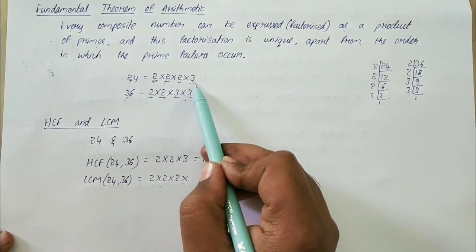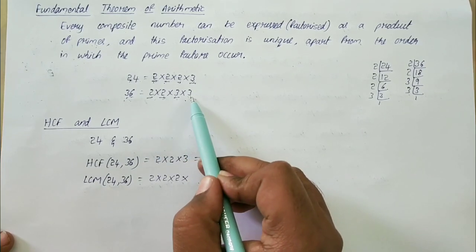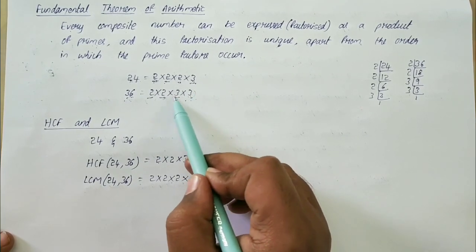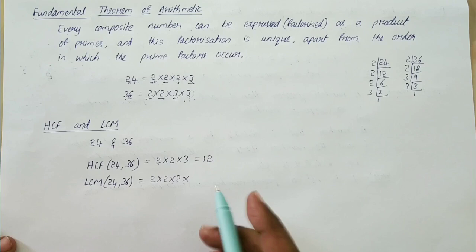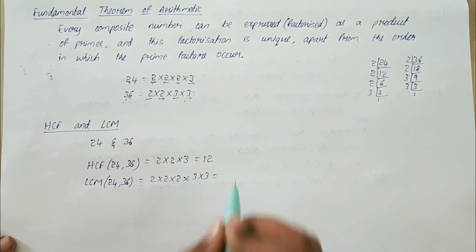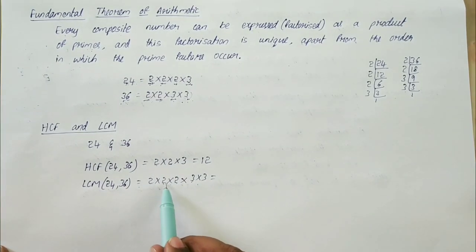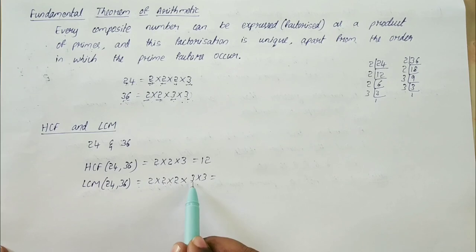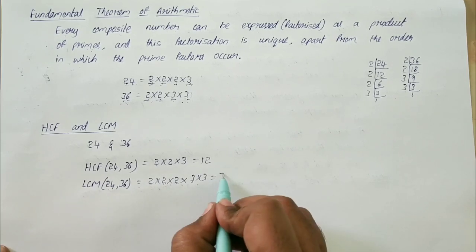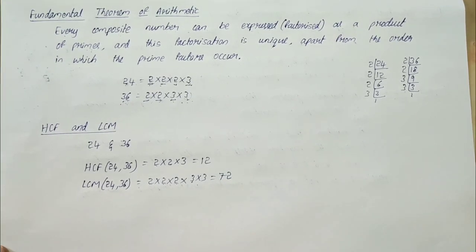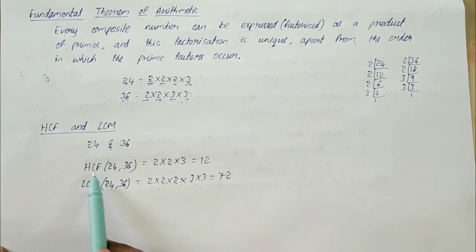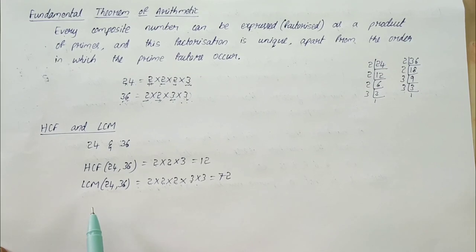For 24 there is only one 3. For 36 there are 2 times. So we have to consider this one, 3 into 3. So the LCM is 2 into 2, 4, 4 twos are 8, 8 threes are 24, 24 threes are 72. So this is the LCM. This is how we can find the HCF and LCM of any two numbers or any three numbers.